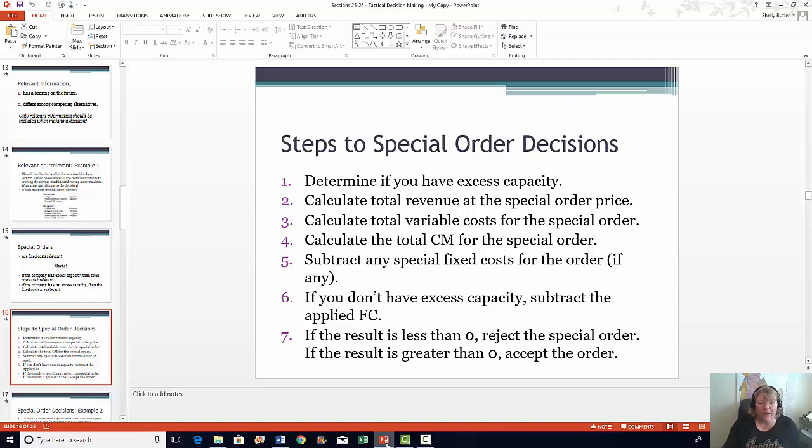If you don't have excess capacity, you would have to subtract the applied fixed costs because those are relevant. And then if the result is less than 0, reject the special order. But if the result is greater than 0, you accept the special order. If you don't have excess capacity, you want to take the special order that gives you the most money, right?